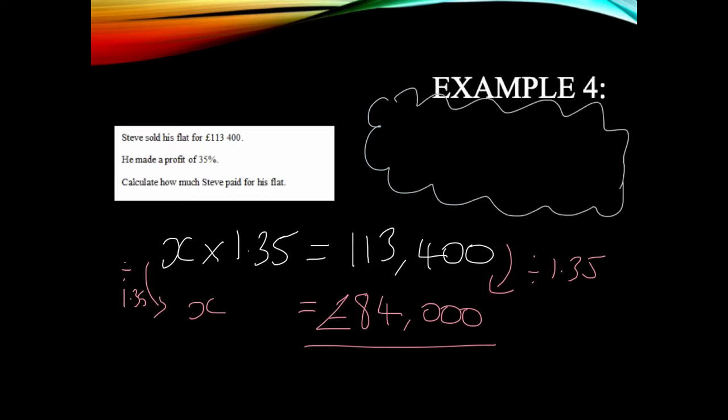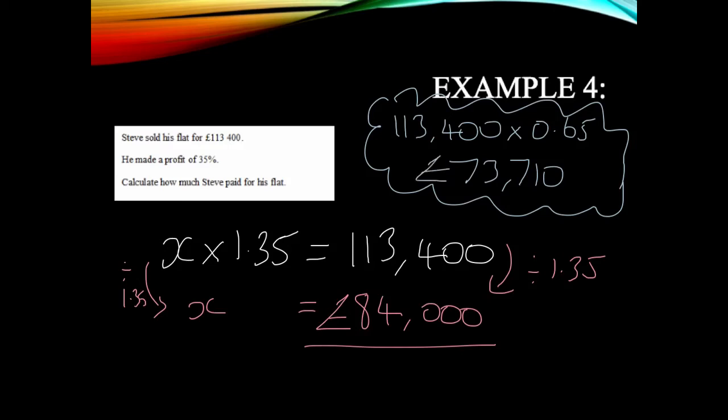If I do 113,400 and if I take 35% away, so if I multiply it by 0.65, that's the same as taking 35% away. 113,400 times 0.65, and this comes out at 73,710. A lot of students will get this as an answer, and it's incorrect. Even though it looks feasible, it's wrong.